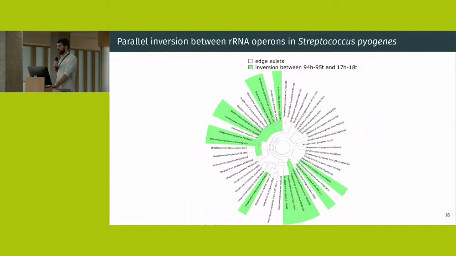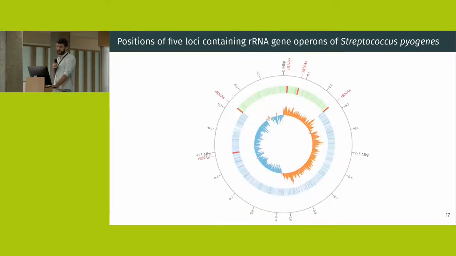We applied it to Streptococcus pyogenes genomes. We found there is an inversion between RNA operons, and this is the most parallel rearrangement for these genomes. We do not know what biological benefits this inversion gives, but it's work in progress, and it's definitely worth checking why it happened so often and in such an independent way. This is how this inversion between operons looks like.